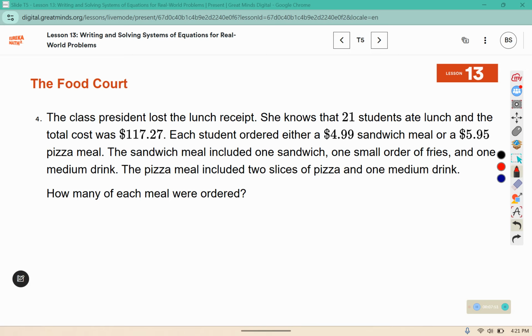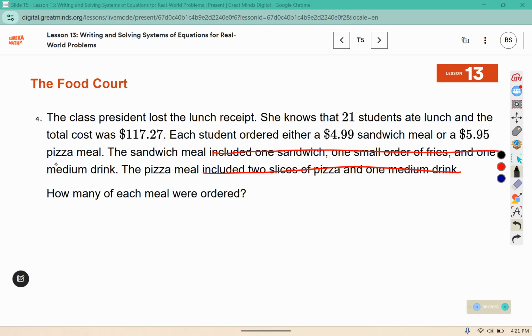So what's included in the meal really isn't necessary for the problem. We're just trying to figure out how many of each meal was included. All the rest of that stuff is just extra. So we know that if we combine the sandwich meal and the pizza meal, altogether we have 21 meals ordered because 21 students ate lunch.